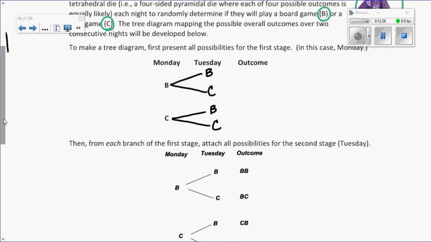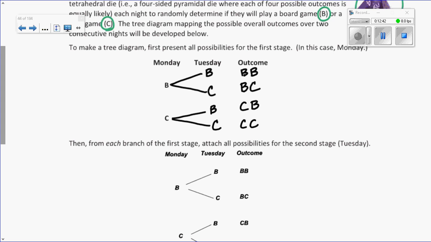Okay, hopefully that makes sense, and it's filled in below, but I think it's good for us to write it ourselves. So you could play board games on both nights. You could do a board game Monday and a card game Tuesday. You could do a card game Monday and a board game Tuesday, or you could do a card game both nights. Hopefully that makes sense.